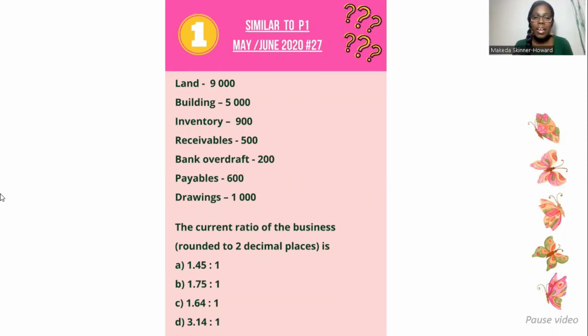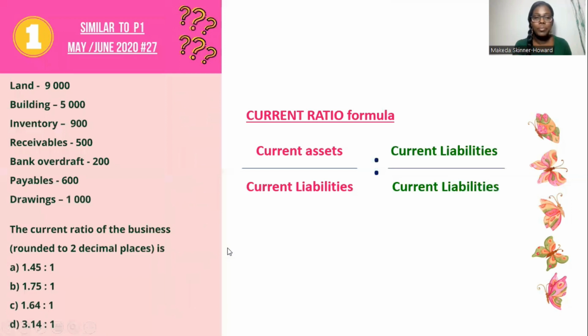They asked us to find the current ratio of the business, all right? And we have to round it to 2 decimal places. That means you're going to have to use your relevant information from the top here where my cursor is moving to work out the current ratio. Now, the current ratio formula, on the left-hand side, we have current assets divided by current liabilities.